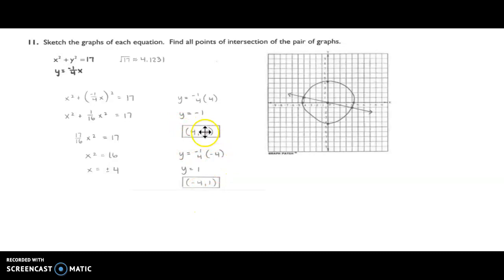And then it makes sense that there are two answers because if you look visually, the line crosses the circle twice. So you know that there are going to be two answers, okay?